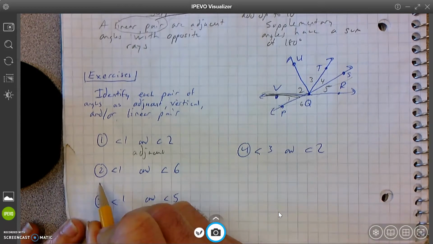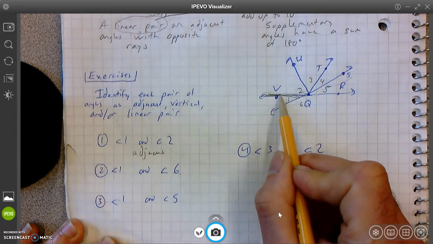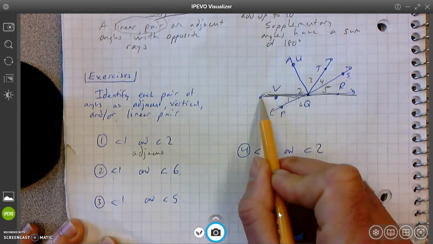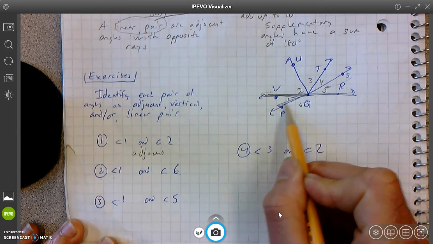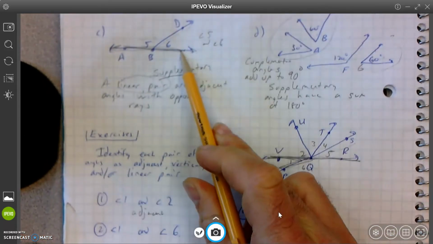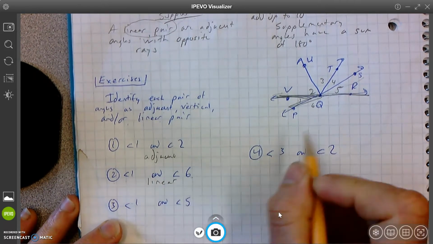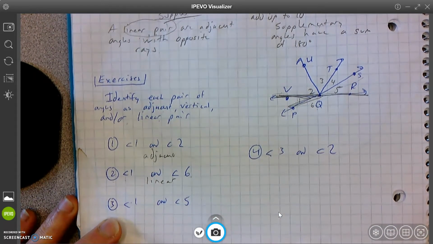All right, adjacent. Angle 1 and angle 6. Ooh, that shares a straight line, doesn't it? And this is the ray. Ooh, this is opposite. So this is like this right here, but it's upside down. Same thing. So this is going to be a linear pair. Those angles are supplementary. 1 plus 6 equals 180, whatever those might be.